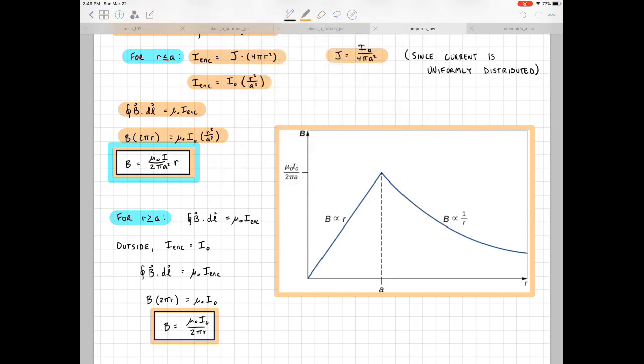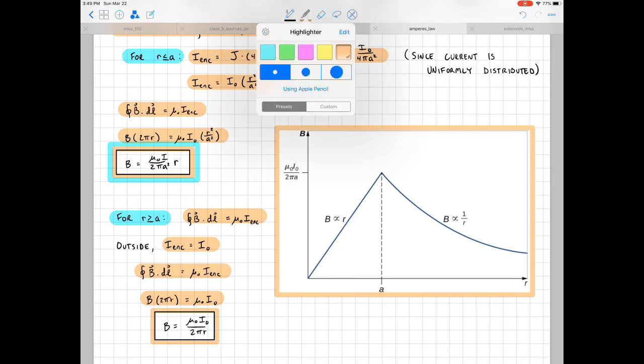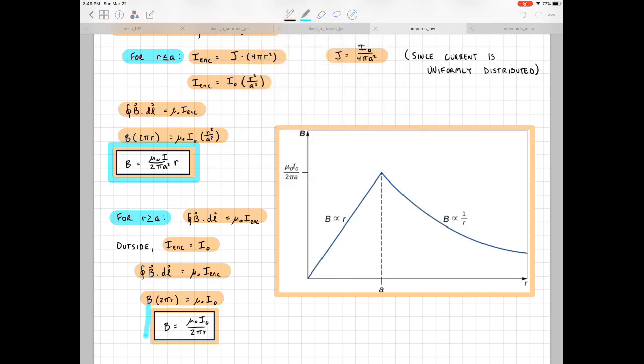Now, the next question is, well, what about outside of the wire? Well, again, you start at the exact same spot. And now, when you're outside the wire, I enclosed is just I naught. And so that means when you go to do Ampere's law, you immediately can solve and get the expected expression that the magnetic field outside is mu naught I naught over 2 pi r. And again, these are just the magnitudes, right? If you want the directions, then you've got to think about the right-hand rule.